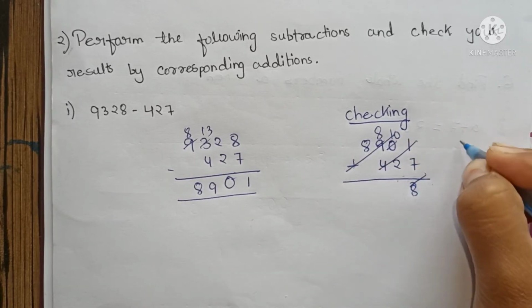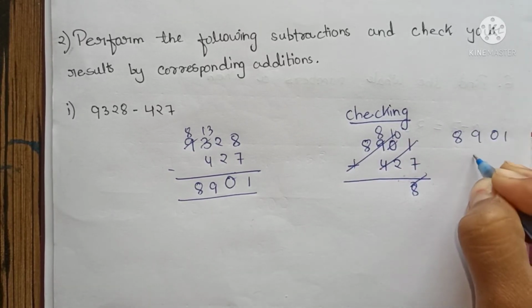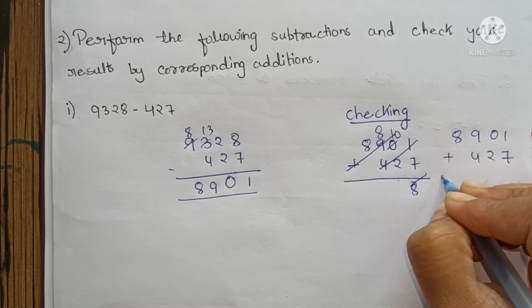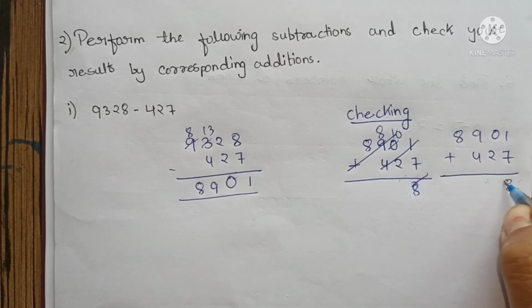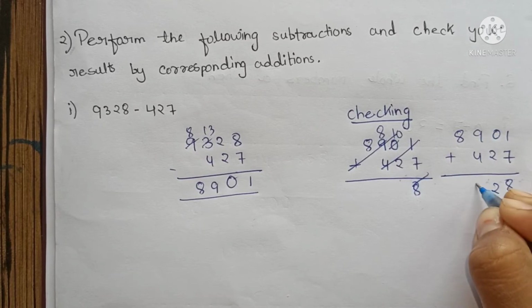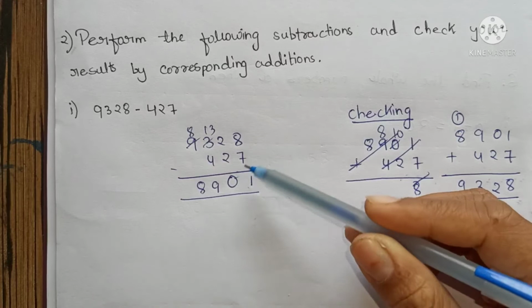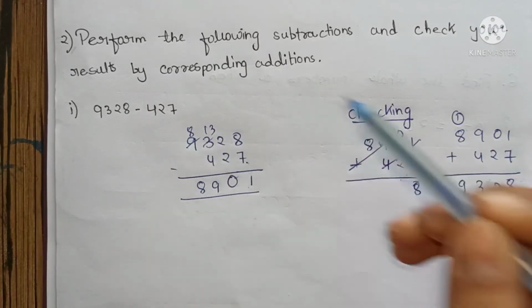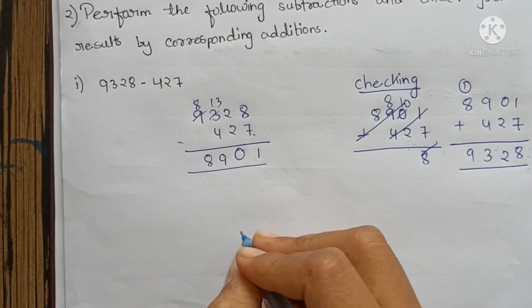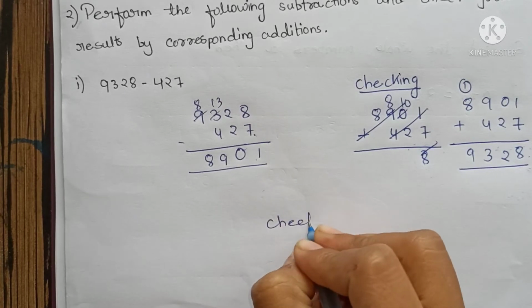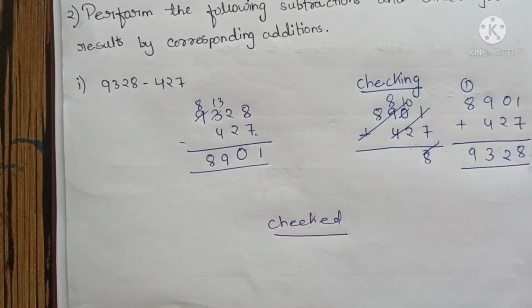Okay, we need to add it. Sorry, I had done subtraction here. Let's add it here. 7 plus 1 is 8, 0 plus 2 is 2, 9 plus 4 is 13, 3 and 1 carry, 8 plus 1 is 9. So here we can see that after adding these two numbers, we are getting the top number. So we can say checked. That means it is true.